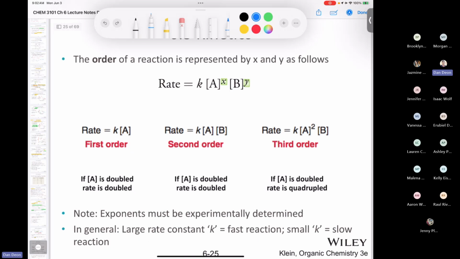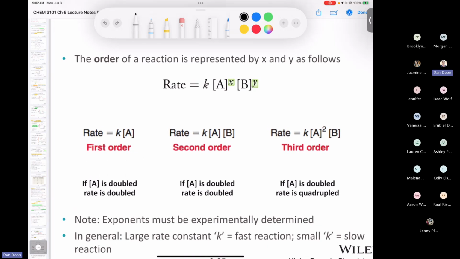But if we think about this, let's say your K is 1, and your concentration of A is 1, then your rate would equal 1. But what if you were to double your concentration? Well, then your rate would double, right? You'd have 1 times 2, which gives you 2.